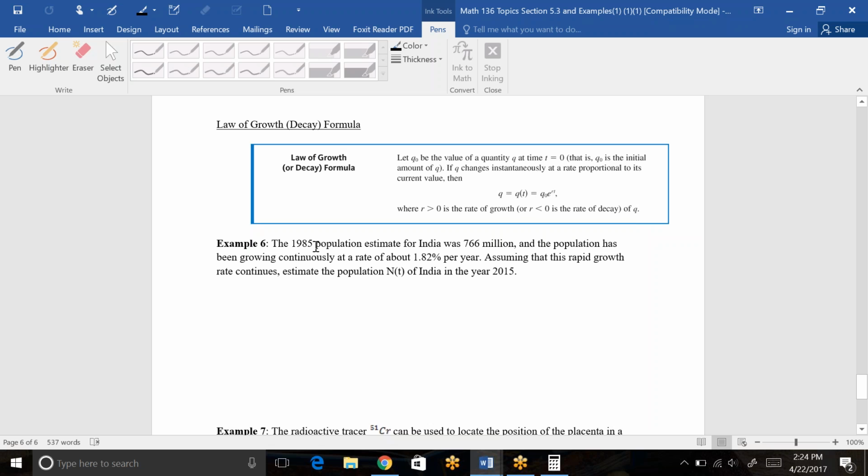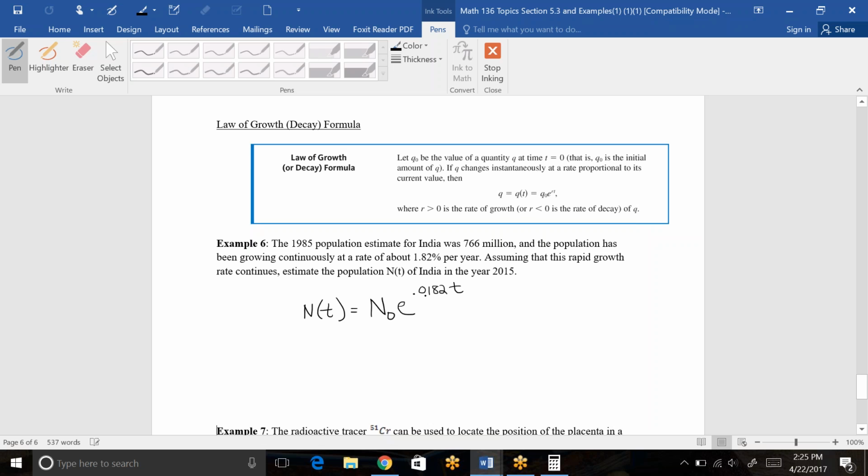So the population in 1985 in India was 766 million, and the population has been growing continuously at a rate of about 1.82% per year. So notice this is going to be a growth function because they said it's growing continuously. Assuming that this rapid growth rate continues, estimate the population in 2015. Okay, so N of T is going to equal initial population. So this is population after time, initial population, e to the 0.0182, because that is our decimal percentage now, and then times t.